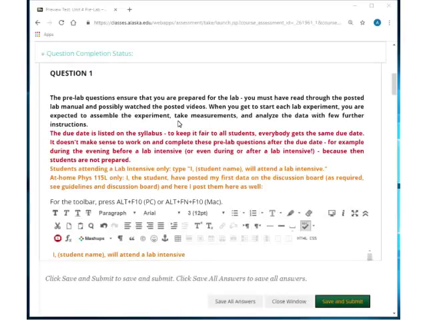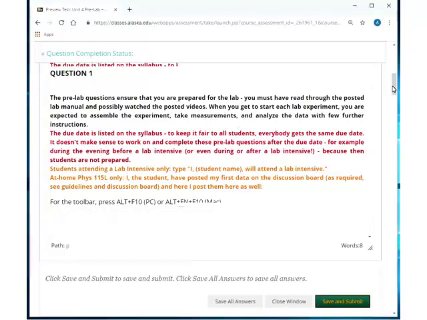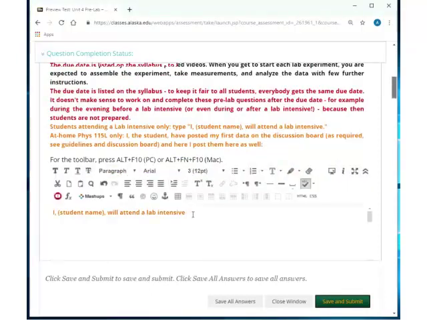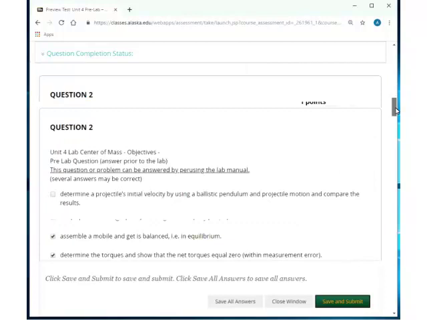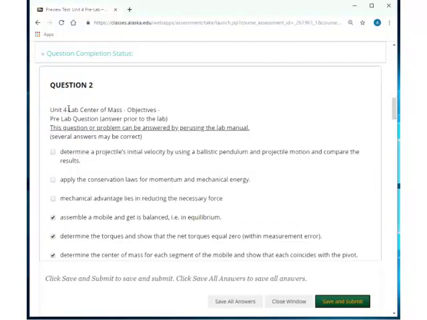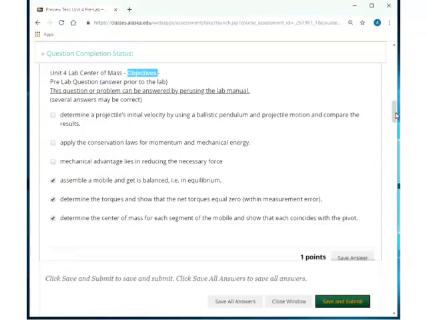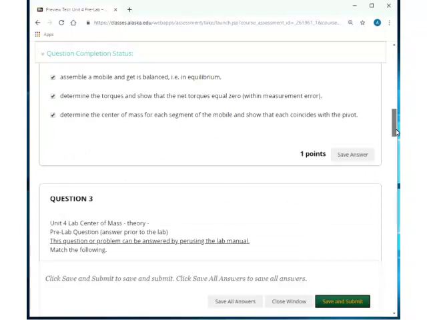This is the recording for the Unit 4 pre-lab. And question 1, of course, you, the student, should attend the lab intensive. Then you look at the labs for Unit 4, so the center of mass, or torque, or mobile. The objectives, there are 3 of them. So make sure to look at the lab manual. That's the idea of the pre-labs.